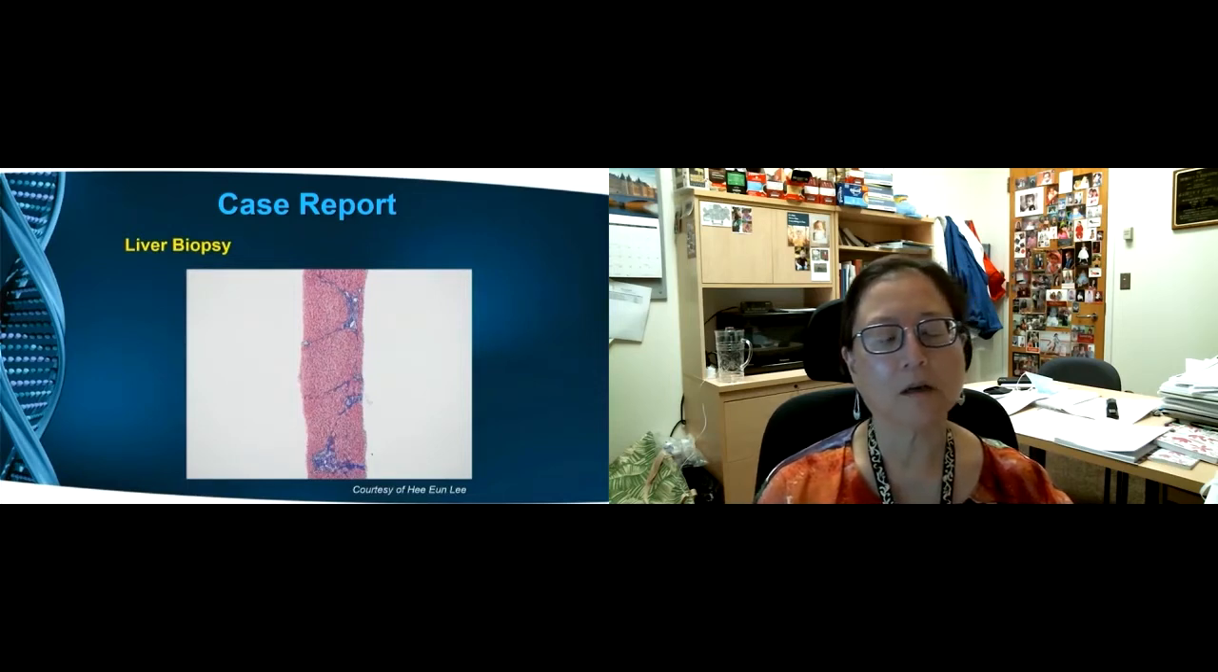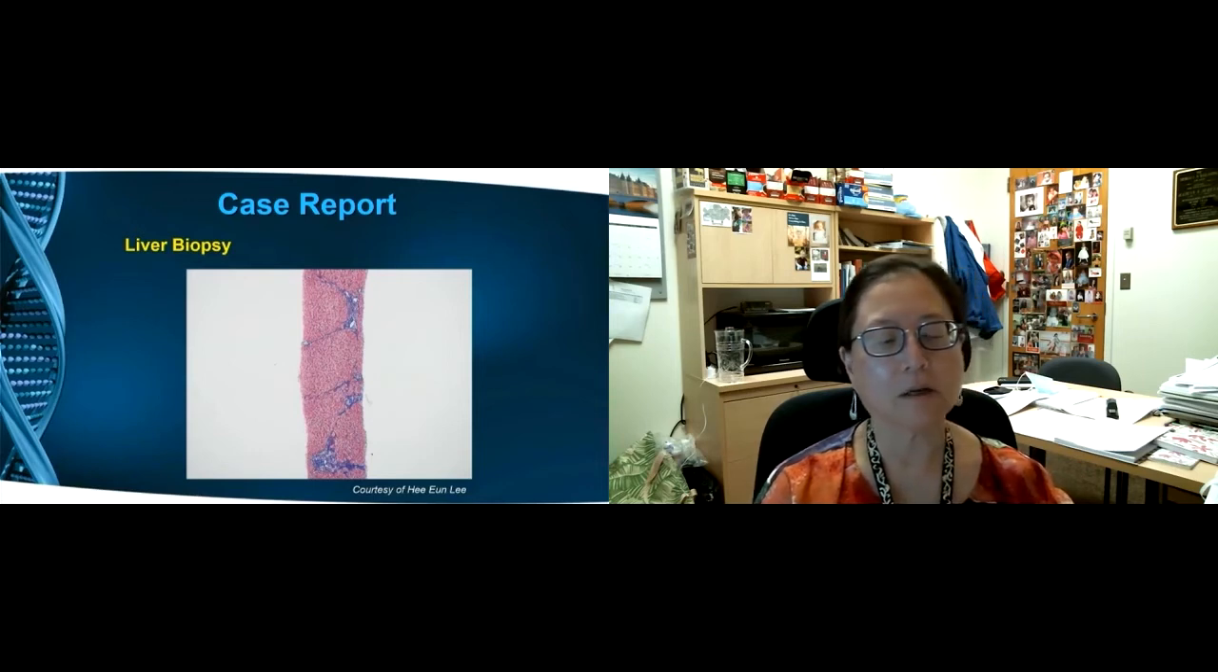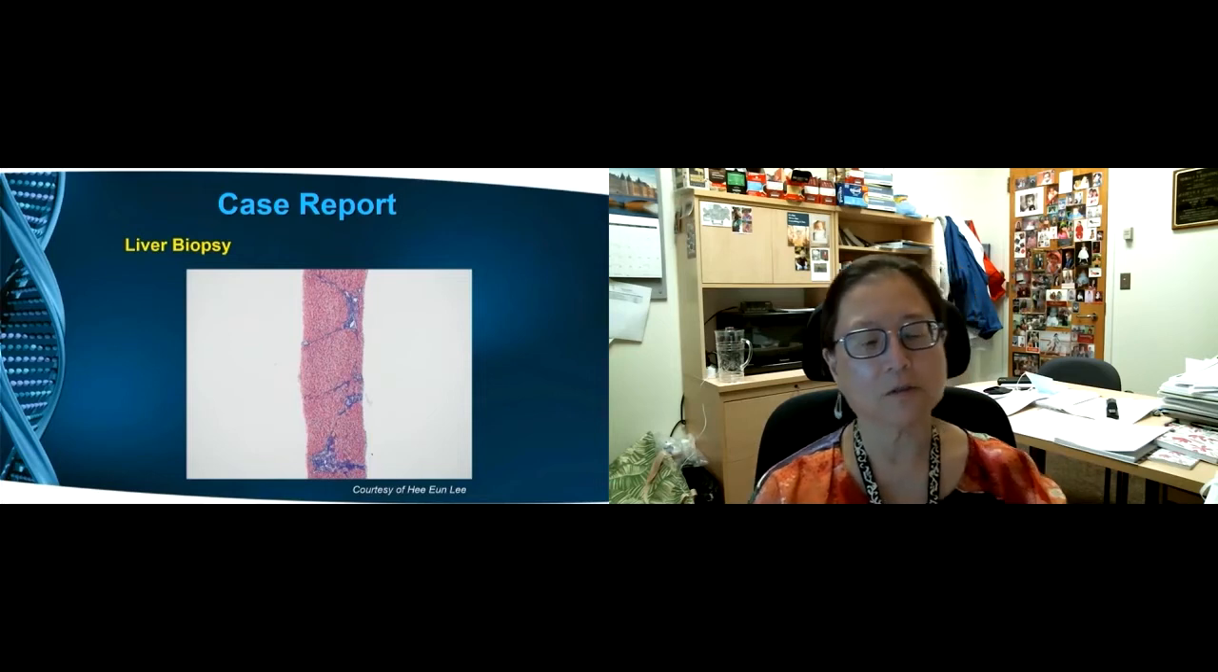To confirm this, and also to determine how much scar tissue she had in the liver and how far her liver disease had progressed, she underwent a liver biopsy as seen here. And the blue areas that you can see on this slide represent scar tissue. And normally there should be no scar tissue in the liver.